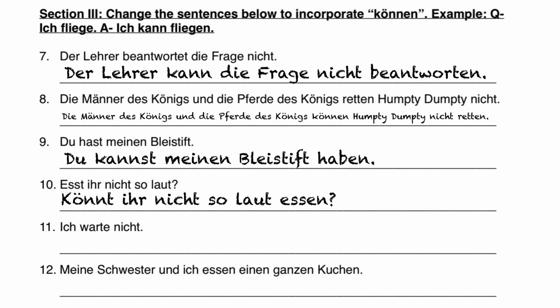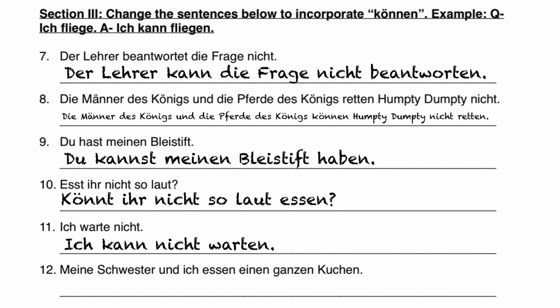Number 11. Ich warte nicht. I am not waiting. If we want to say, I can't wait, you would say, ich kann nicht warten. Put kann in the place where we had the ich form of warten, and then put warten back in the infinitive form at the end of the sentence. Ich kann nicht warten. I can't wait.